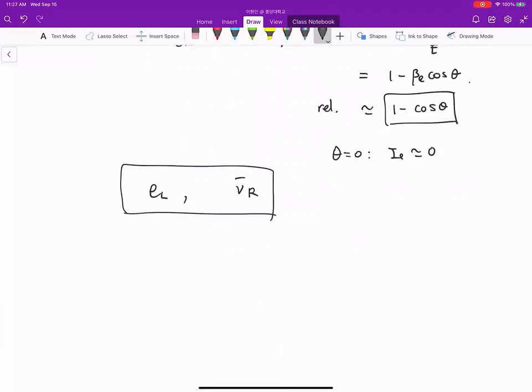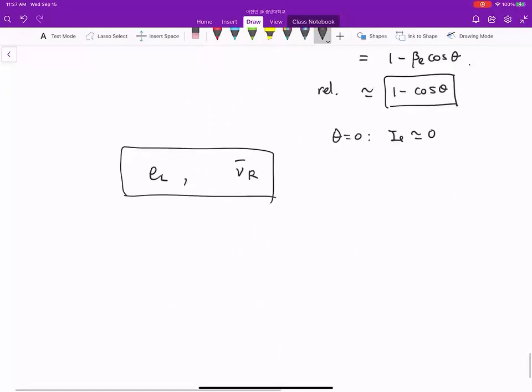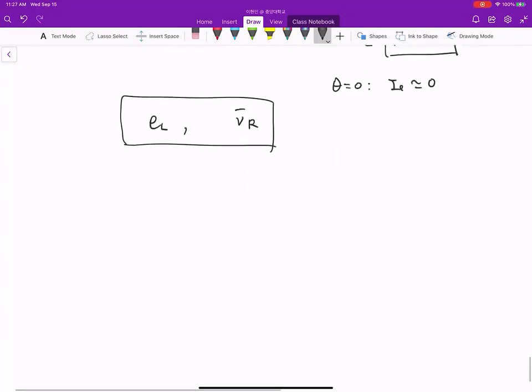Another indication for the parity violation is from the weak decays. I think that this one, the beta decay, is also a weak interaction, right? So also pion decays.